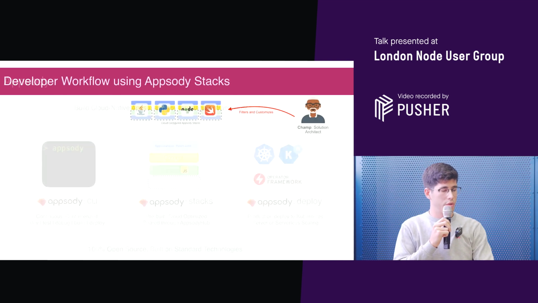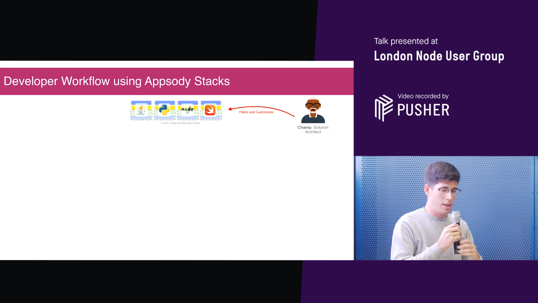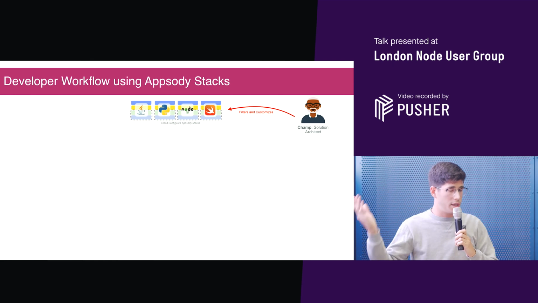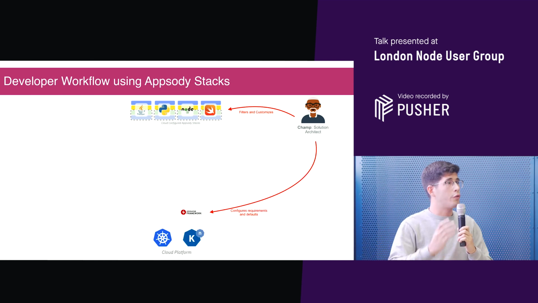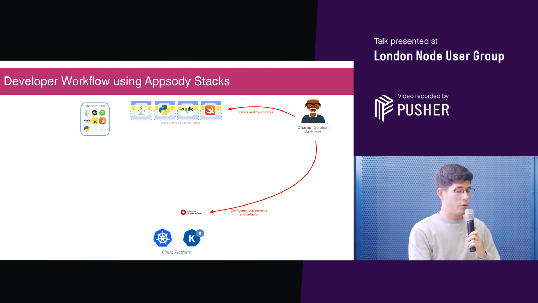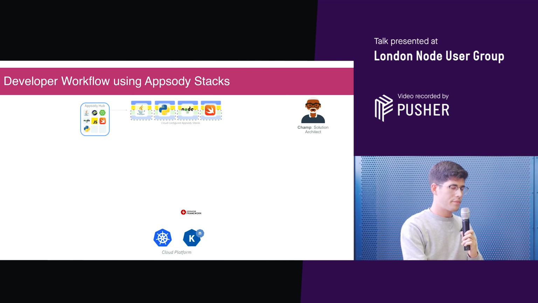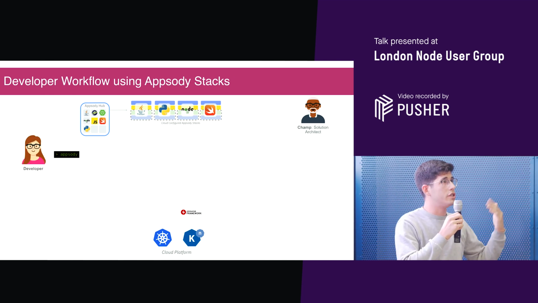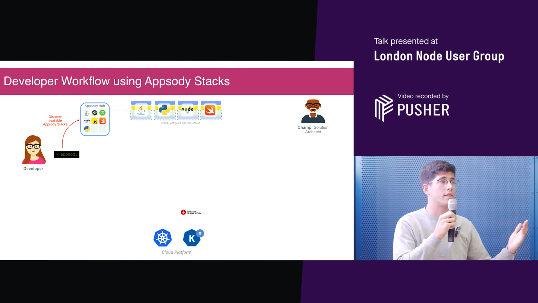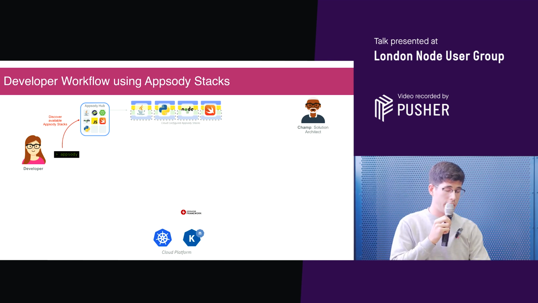So we're going to quickly go through the workflow of how this works. Your solutions architect filters and customizes your stacks. It can be Node.js, it can be any language. We can then configure these requirements for the cloud, so the way we're deploying to the cloud, maybe the amount of replicas. We can post it to a hub, a registry, and we have our developer. Using the CLI, she can pull any of the stacks that the architect has chosen to use.